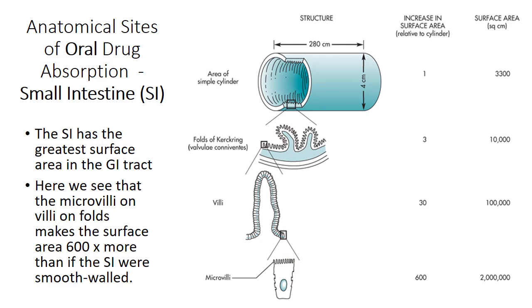So the surface area, if you compare it to just a straight smooth cylinder, if you go all the way down, is up to 600 times more than the surface area of a straight smooth cylinder. So it's a huge surface area. Even if a drug is poorly diffusing, there are so many opportunities for it to diffuse that it might still get to a concentration that's effective.